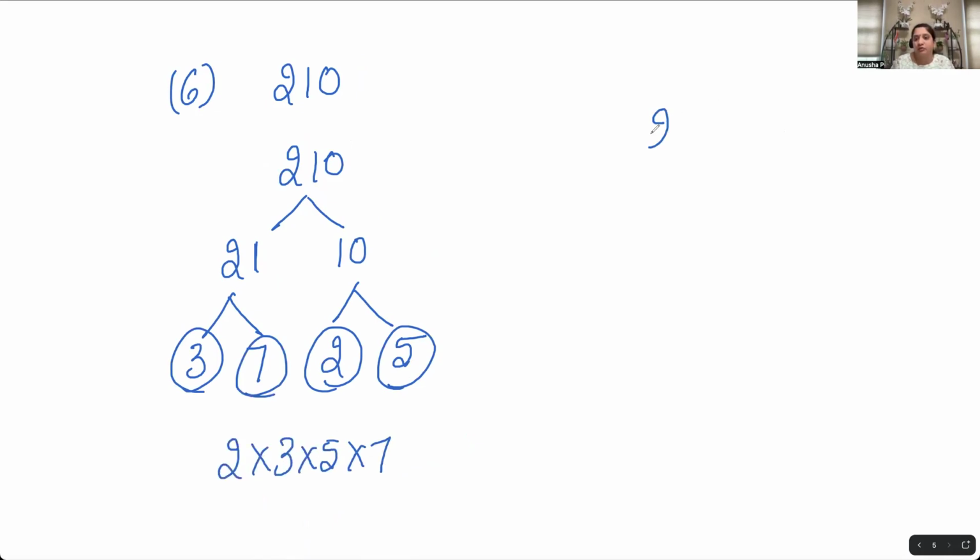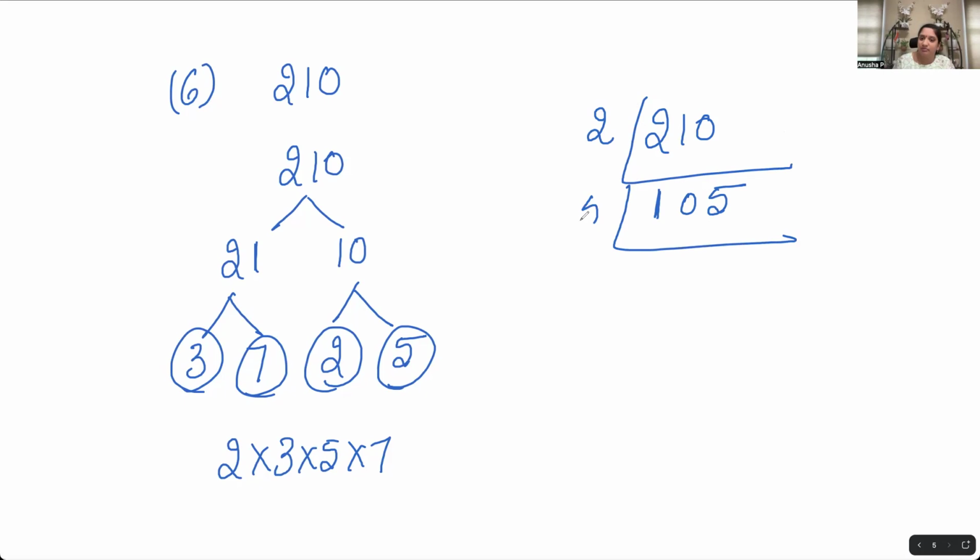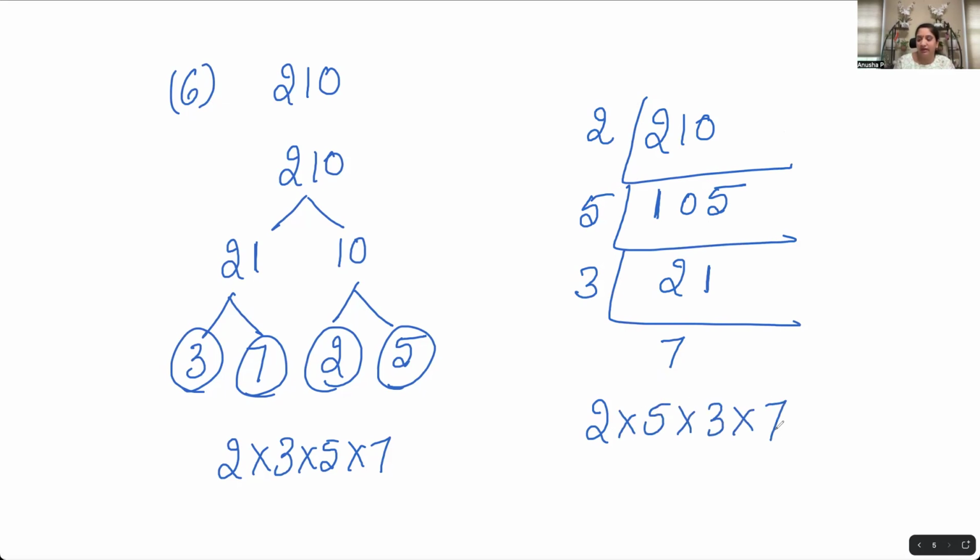Okay. But if you do this method, we should not divide by 10, because 10 is not a prime number, right? So we have to divide by 2. 2 times 105. Now this is divisible by 5. 5 times 21, because 5 is a prime number. 3 times 7 is 21. Now 2 times 5 times 3 times 7 we can write, but rearrange the numbers from least to greatest. 2 times 3 times 5 times 7.